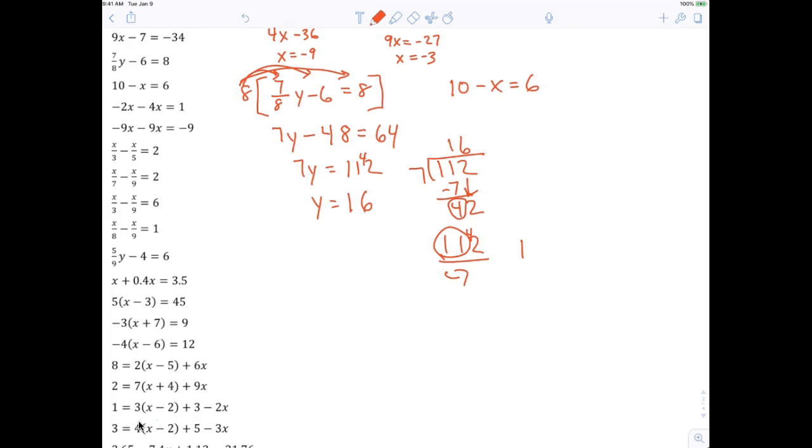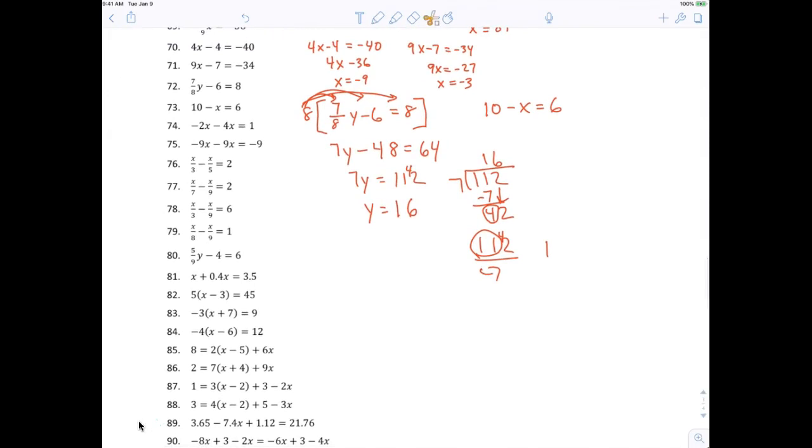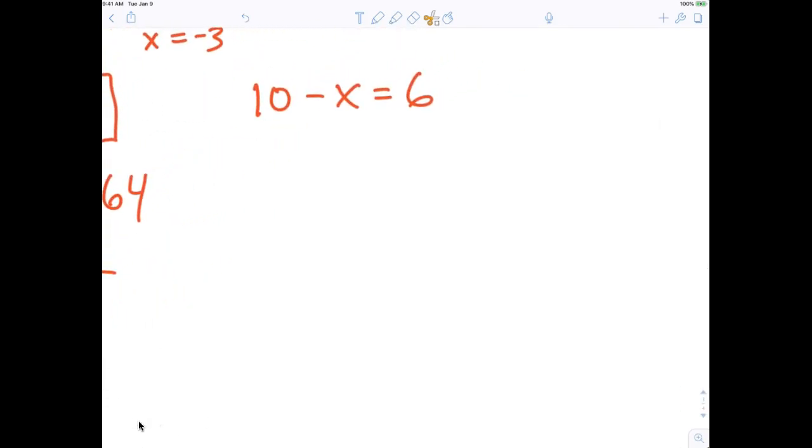All right. So now let's talk about this, where we have 10 minus x equals 6. Miss Pliego, what are we doing? Good job. You're awesome, girl. X equals 4. That's a good mental math problem.